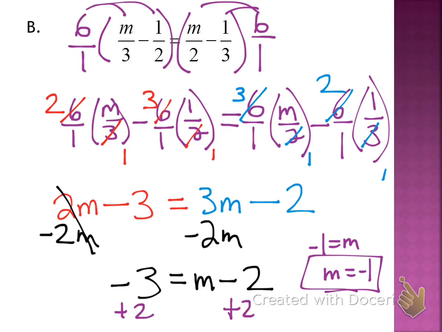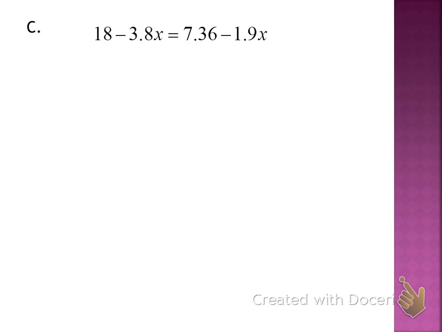And fractions are scary, but if you have a calculator, you just type it in. So we do -1 ABC3 minus 1 ABC2. Same thing on the other side. You should get the same fraction. Any questions? All right, let's keep it going. Here's number C.